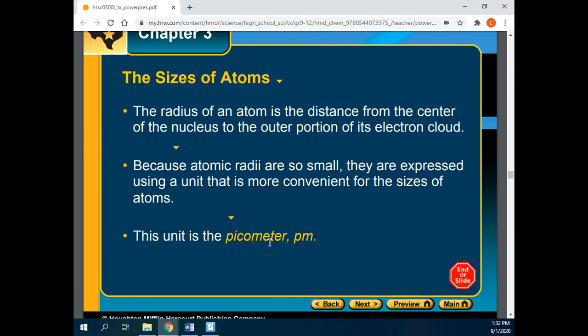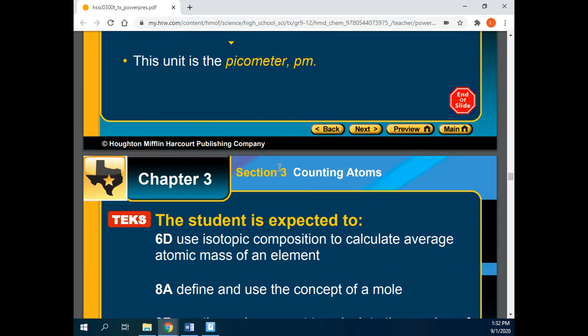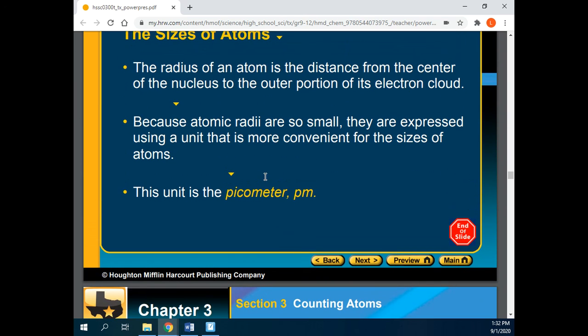Go ahead and jot down that a picometer is a unit for the size of atoms, the sizes or radiuses of atoms. A picometer is the unit for that. So don't write down everything. Just write down that a picometer is the unit for the radius of an atom. All right, and that is the end of the section 2, chapter 3 notes.